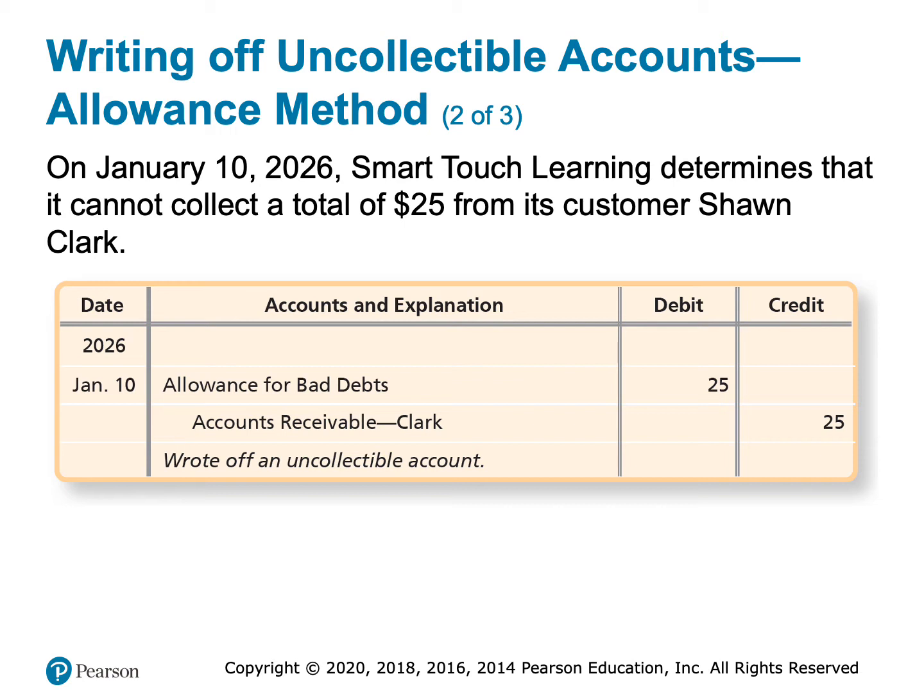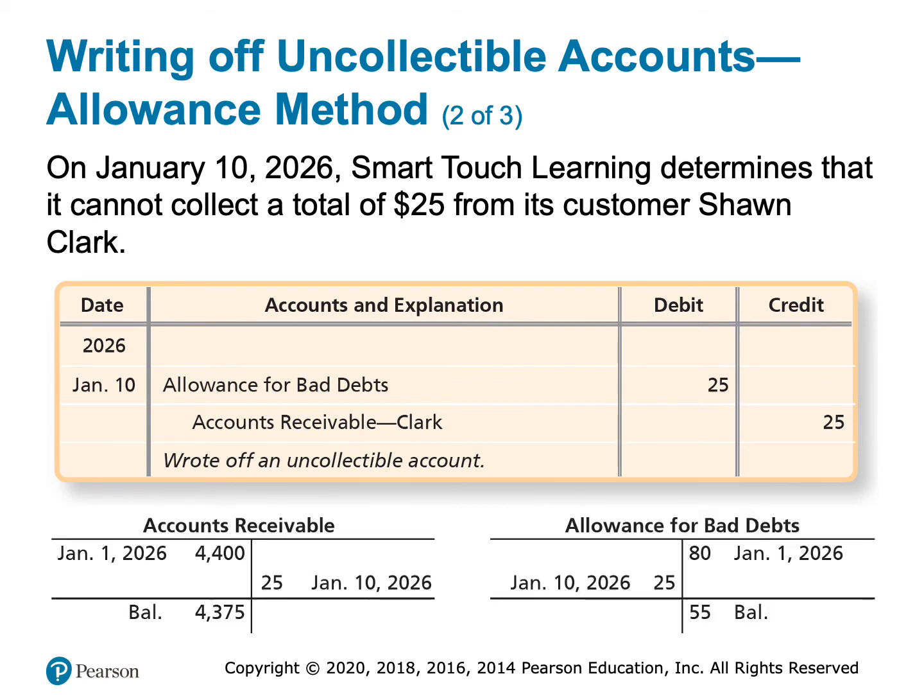Now remember, allowance for bad debts is a contra asset. It has a normal credit balance. By debiting it, I am reducing it. So when we look at our allowance for bad debt T account, here I thought I was not going to collect $80. I have already identified 25. So what I'm saying is, look, I think there's $55 out there that I'm still not going to get. Maybe I do, maybe I don't know.